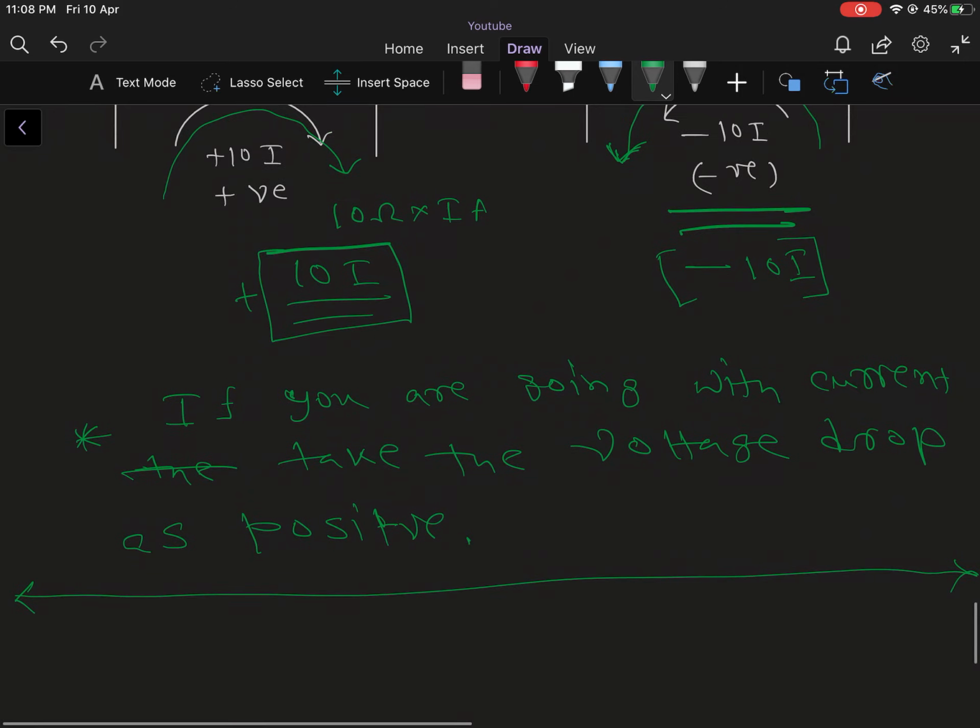In the next video we are going to apply all these rules and work out 2 examples so that you can understand how to apply Kirchhoff's law.